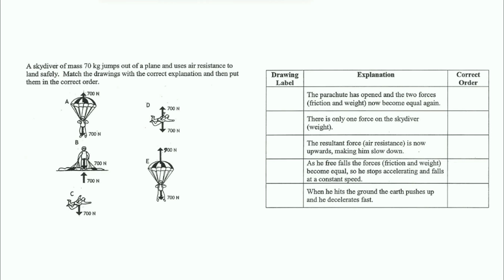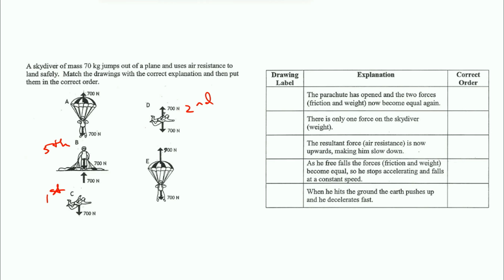Correct order. First I'm going to say C. The person is falling down, so C is first. And then, he's standing on the ground, so I reckon this one is going to be fifth. The last one has to be they've landed on the ground. Now, A and E both have the parachute open. D doesn't. So D must be second.